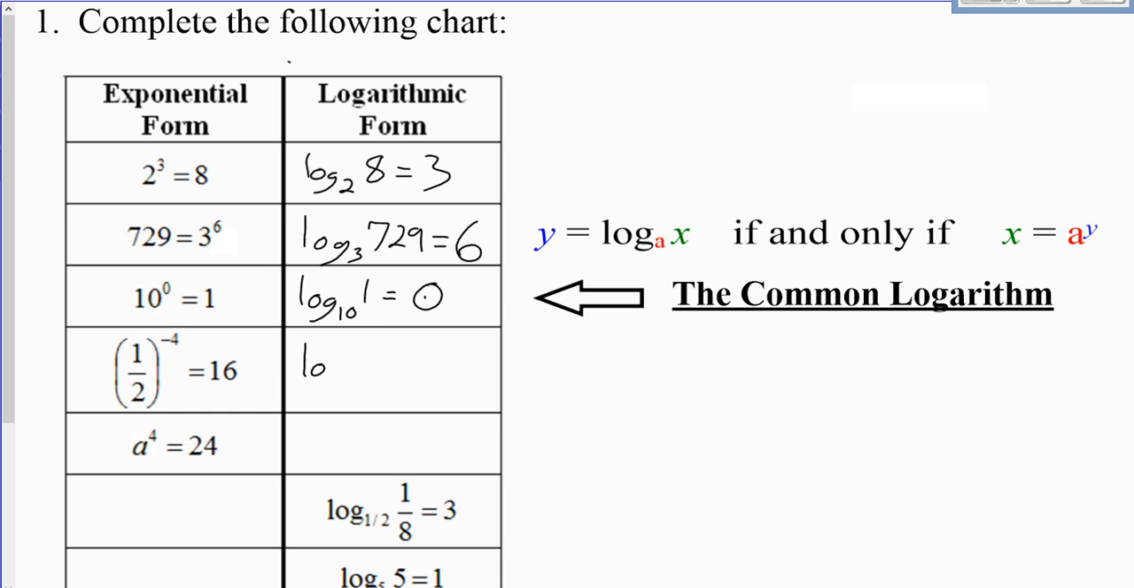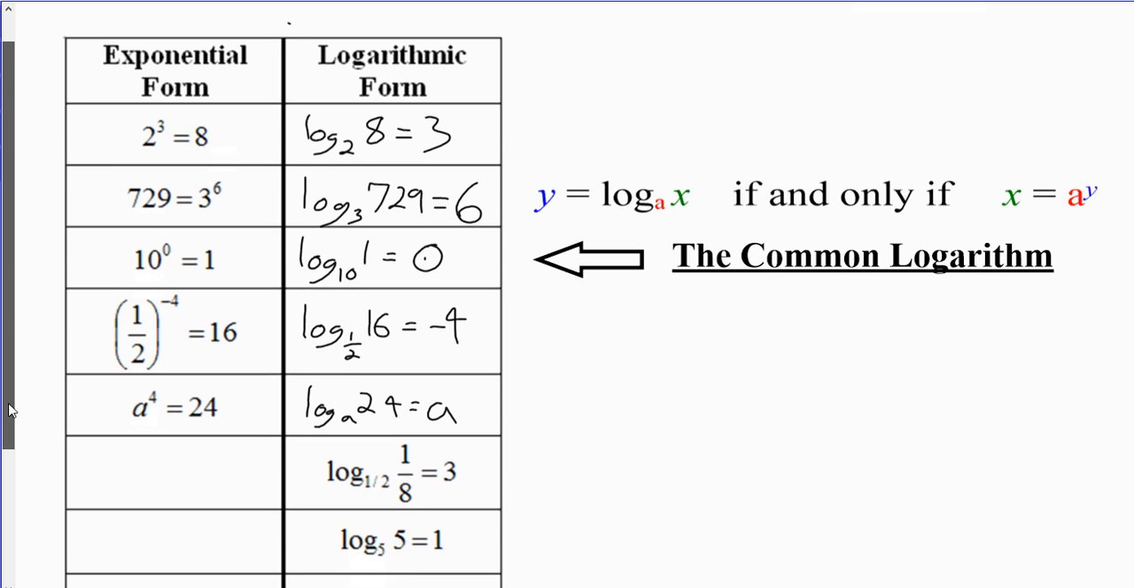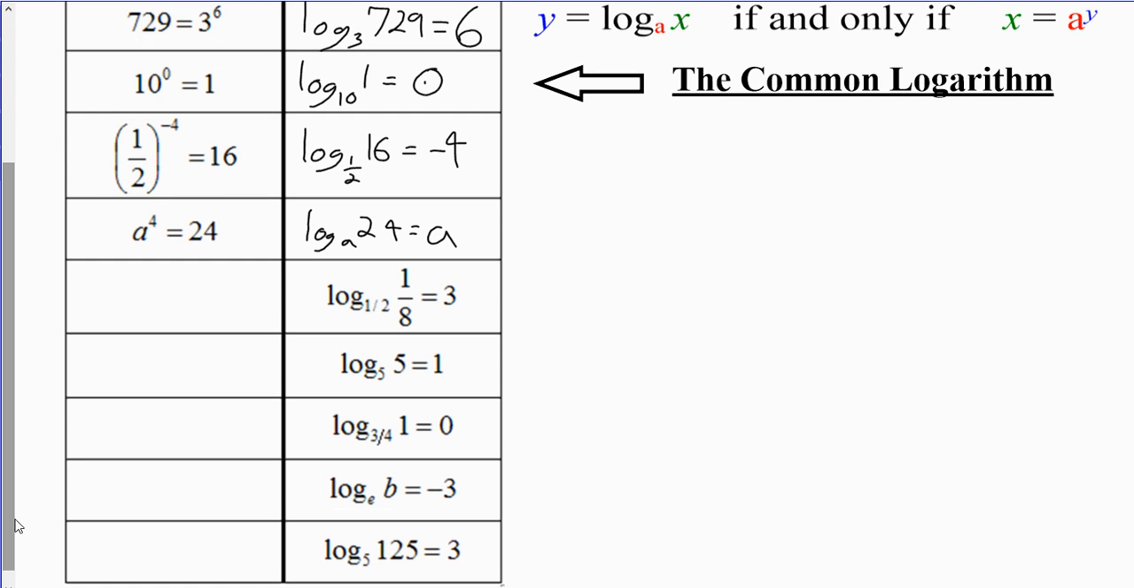So log base 1/2 of 16 is equal to -4, your power. So log base a of a to the 24th is equal to 24. Vice versa, we need to be able to go back the other way. So our logarithms need to be able to be written as exponents.